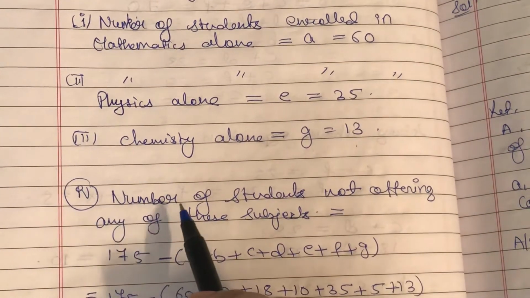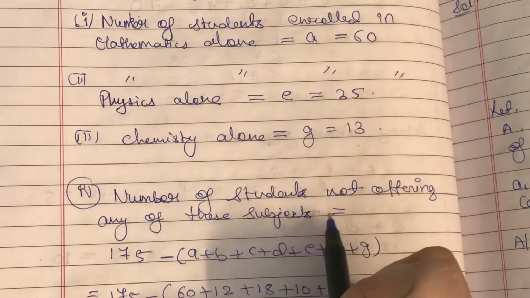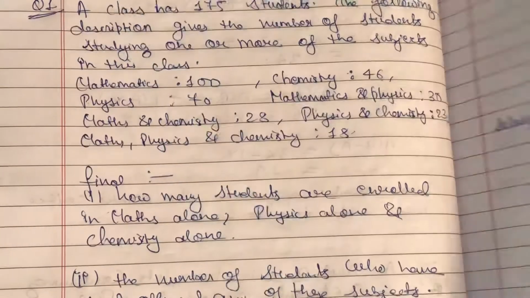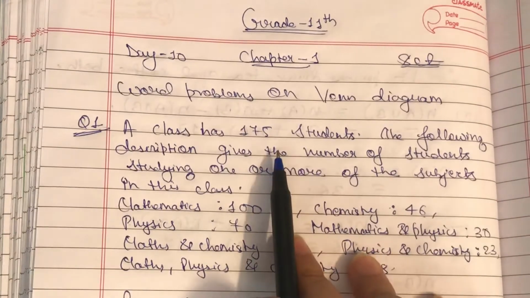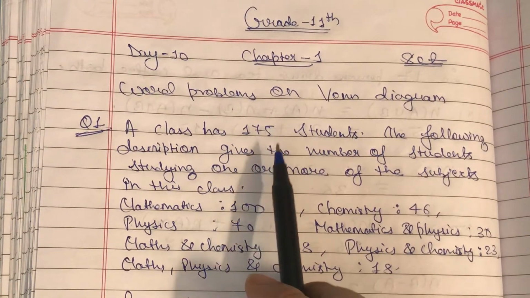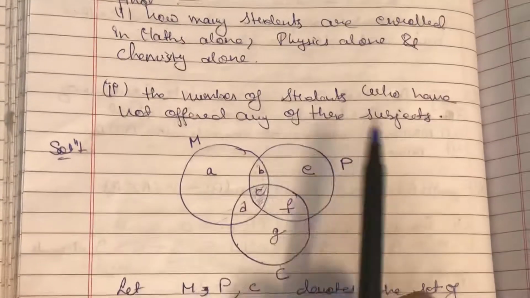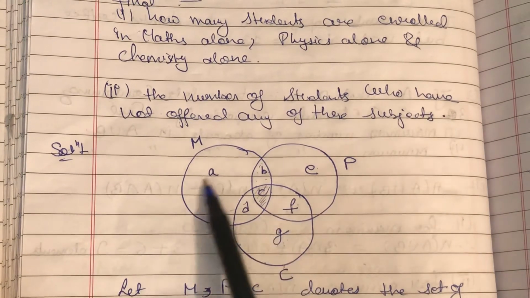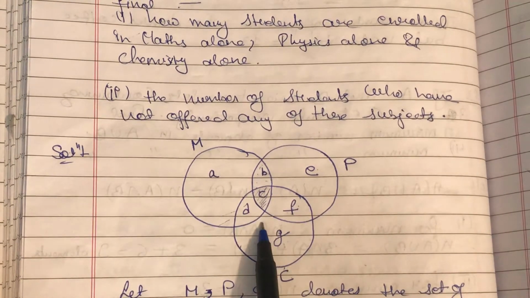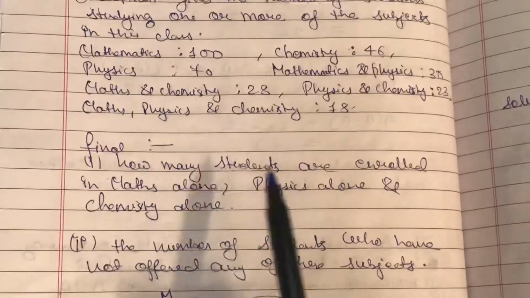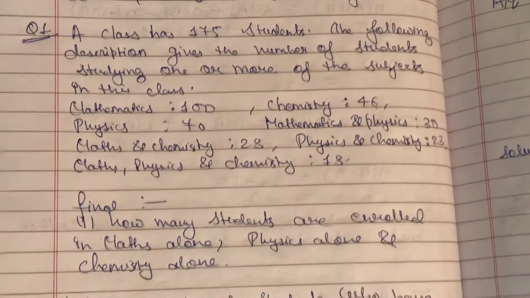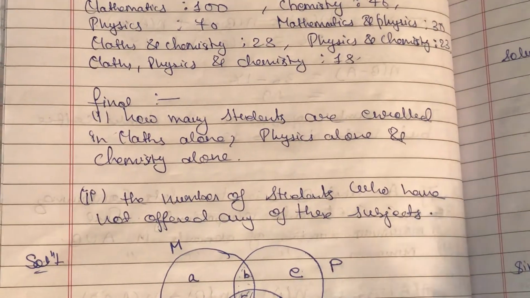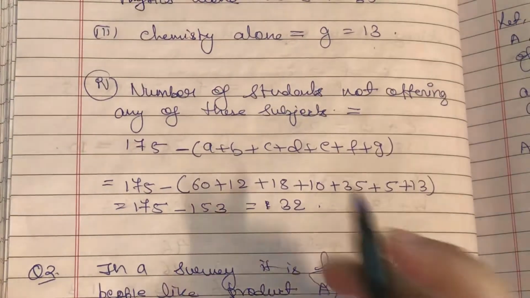The second portion was to find the number of students not offering any of the subjects. That means total students minus the students offering subjects. There were 175 students, right? So if I subtract from this 175 all the values of MPC, that is A plus B plus C plus D plus E plus F plus G, only these students have offered these three subjects, right? If I subtract this number from the total strength, that is 175, that will give you the number of students who have not offered any of the three subjects. So that means I have subtracted here.